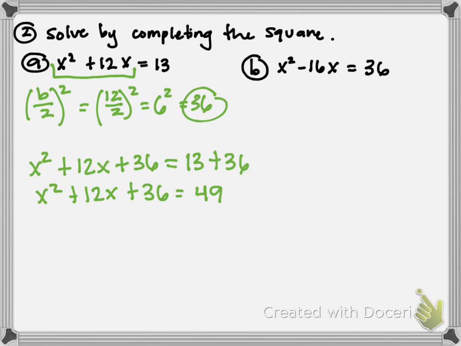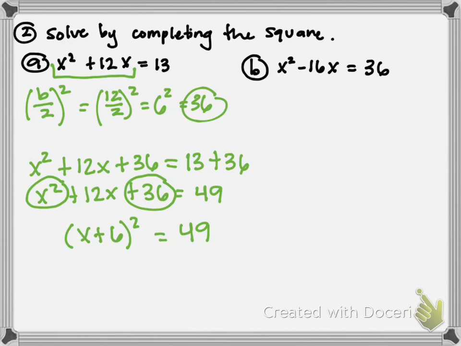All right, the cool thing about when they tell you to use the completing the square method is that you know that the quadratic side of your equation can be factored. So this is a perfect square and this is a perfect square. So to factor this side, it would be (x plus 6) squared, and that is equal to 49.